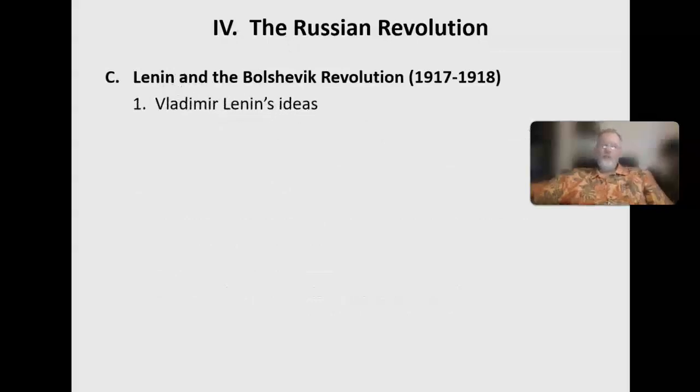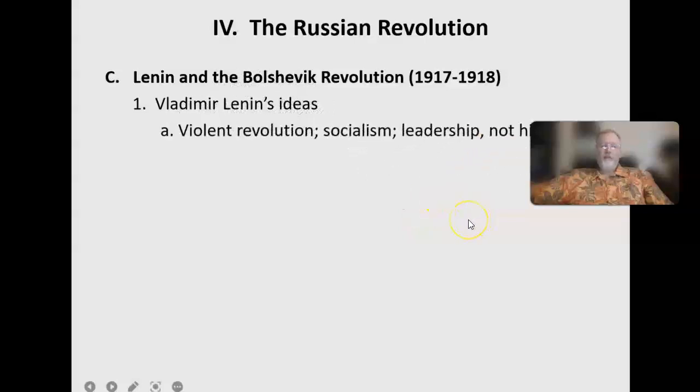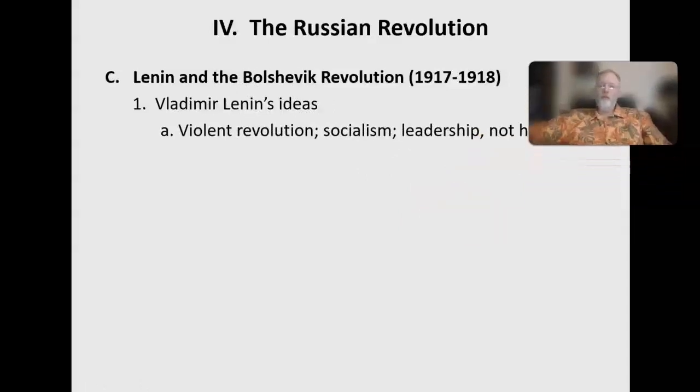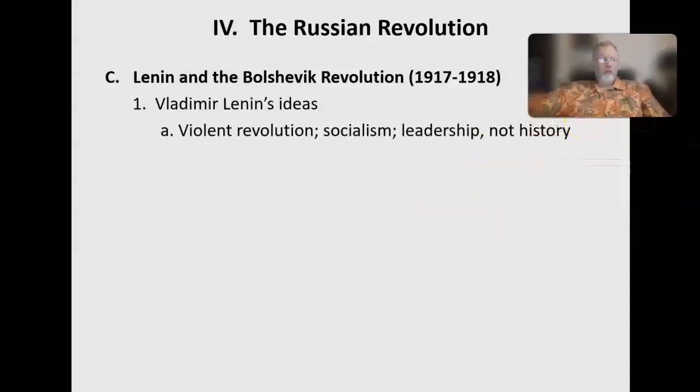All right. Vladimir Lenin. A villain, if there ever was a villain. Ranks right up there with some of the worst. He came to power in 1917. He stressed three important ideas. First, violent revolution was necessary. Violent revolution is required to overthrow the old order to install the new order.